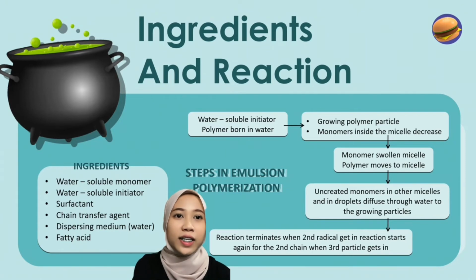Okay, next, initiators. Both thermal and redox generation of free radicals have been used in emulsion polymerization. Although organic peroxides and hydroperoxides are used in emulsion polymerization, initiators are usually water soluble and partition into the water phase.